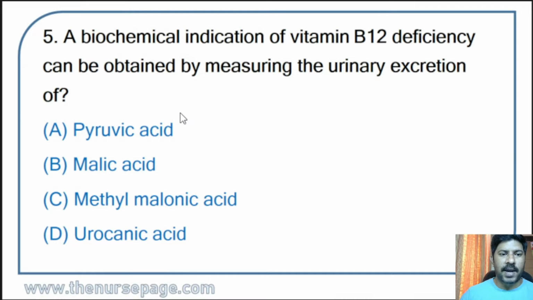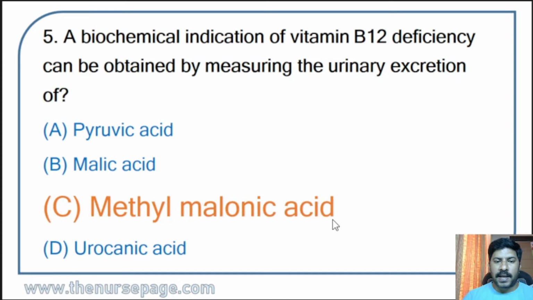Fifth question: a biochemical condition of vitamin B12 deficiency can be obtained by measuring the urinary excretion of pyruvic acid, malic acid, methyl malonic acid, or urocanic acid. The correct answer is methyl malonic acid.